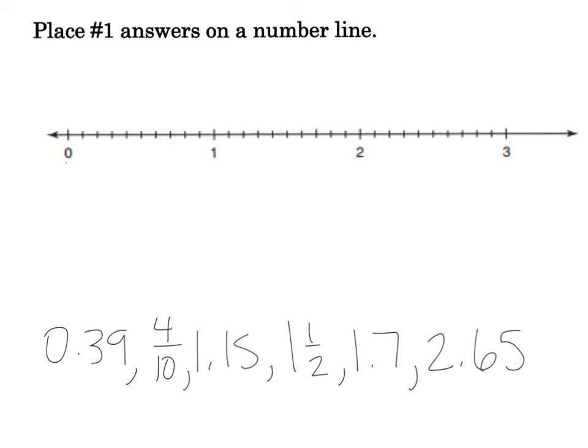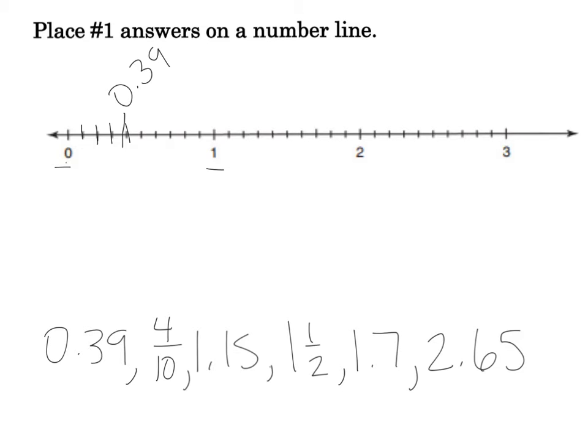Now let's go ahead and place our answers from number 1 on a number line. So our smallest number was 39 hundredths. We know that's going to be between 0 and 1. And we can count each little tick mark by hundredths. So we have 10 hundredths, 20 hundredths, 30 hundredths, 40 hundredths. Well, 39 hundredths is going to be really close to 40 hundredths, so right before it. So we're going to say right here. So that is going to be 39 hundredths.